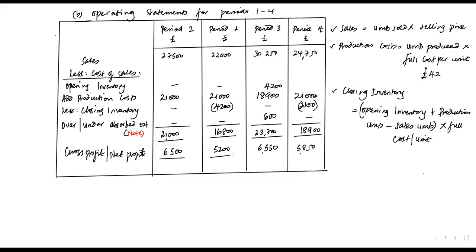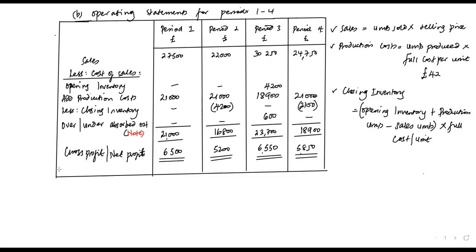Under absorption costing, yeah, so those are the profits. You can compare them with the profits under marginal costing, and you see that these profits are not the same. In period one, they are the same. Why? Because production was equal to sales. Whenever production equals sales, then the two costing systems will produce the same profit figure.